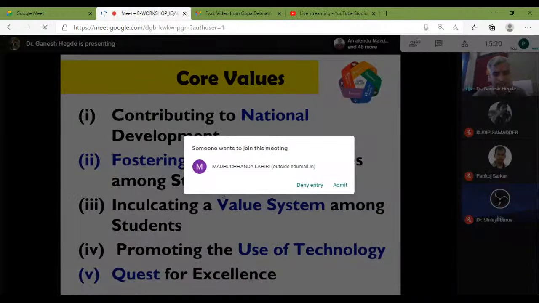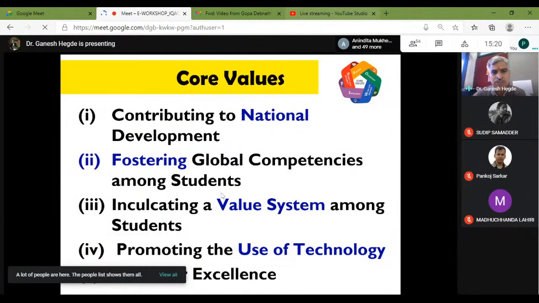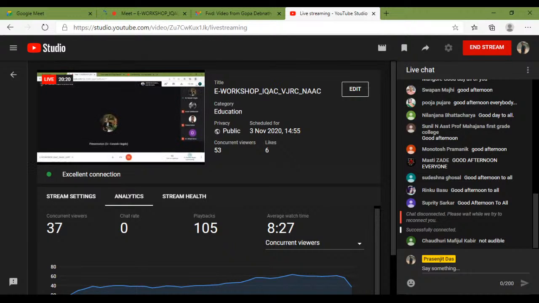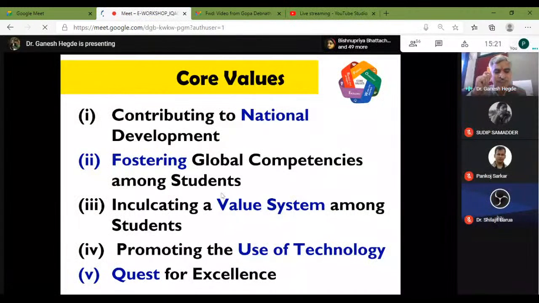Through the various activities of these colleges, NAAC would like to contribute to the national development, fostering the global competencies, inculcating the value system, and promoting the use of technology and quest for excellence. If you are doing the first four things, then you will be able to see that the quest for excellence will come as a byproduct of these four.